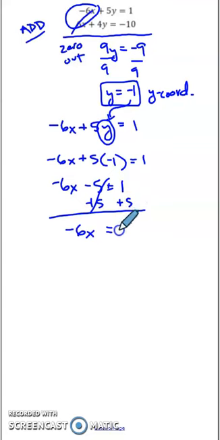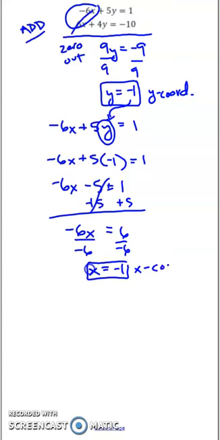All right, and then 1 plus 5 is 6. And now I want to make the coefficient positive 1, so I get x equals negative 1. Already I'm saying I think my solution is negative 1, negative 1. But you know the drill: we always have to check. So we're going to take that and check it in both of our equations.